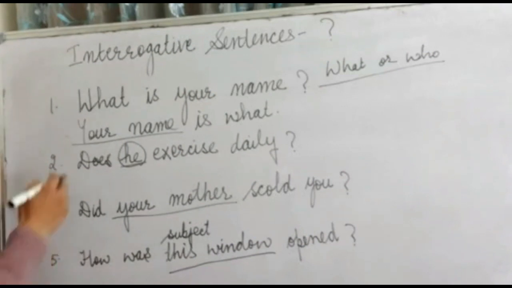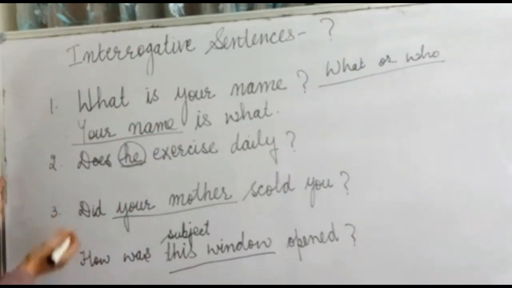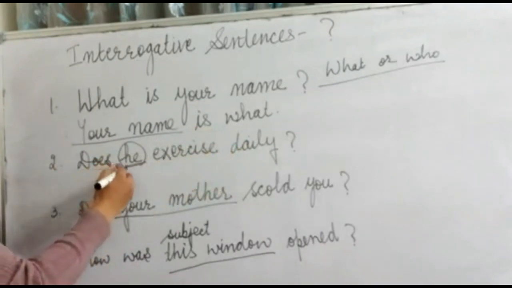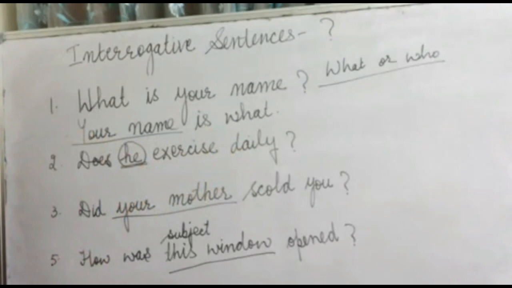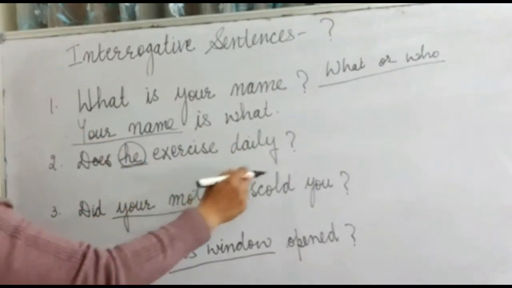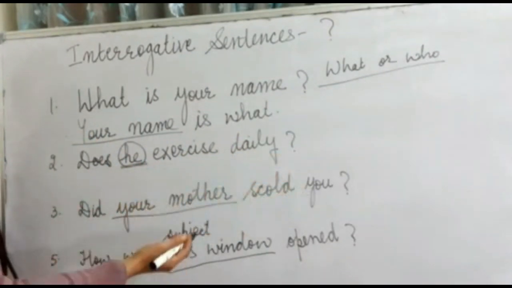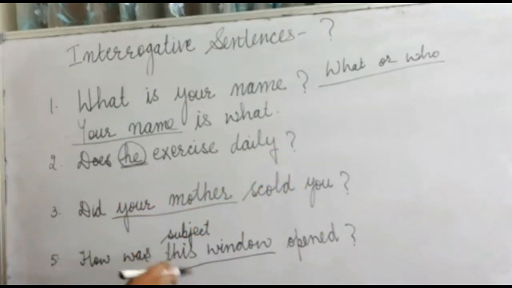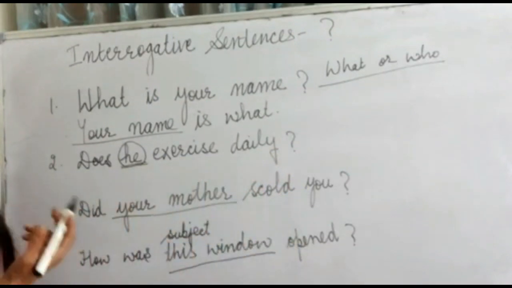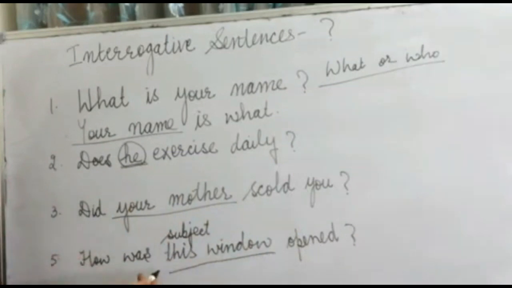Now, if we frame the questions again for these interrogative sentences, here if we say, what are we talking about? We are talking here about your name. So that means your name is the subject. Does he exercise daily? Who exercises daily? He. He is the subject here. Did your mother scold you? Who scolded you? Your mother. So, your mother is the subject in this sentence. How was this window opened? Now, what was opened here? This window. So, this window is the subject in this sentence.